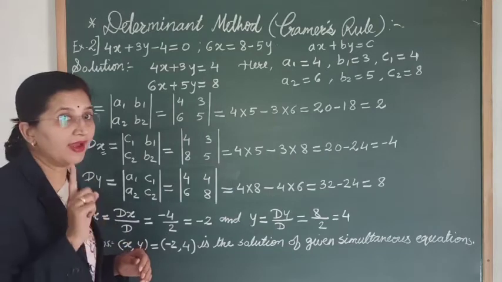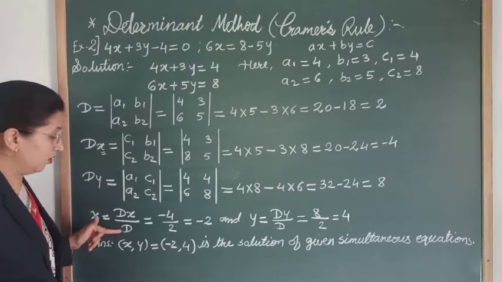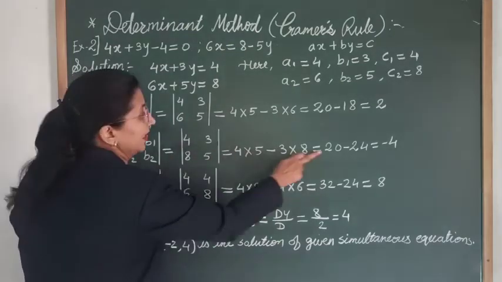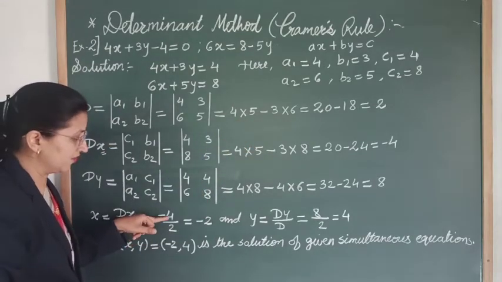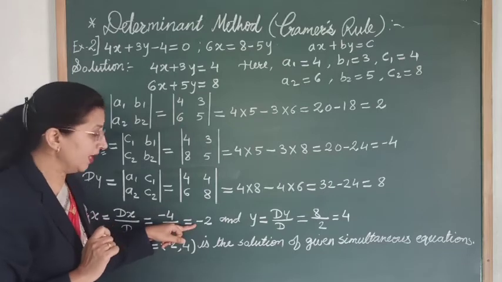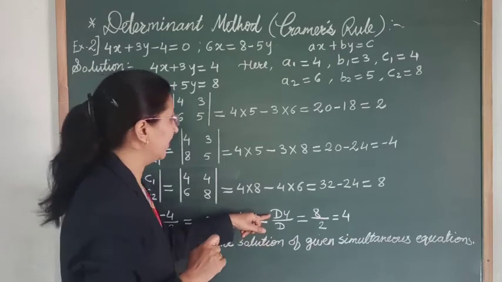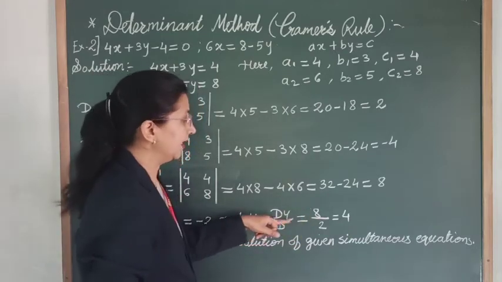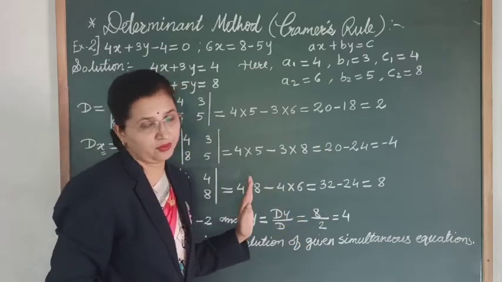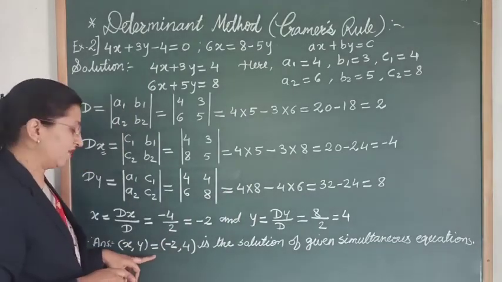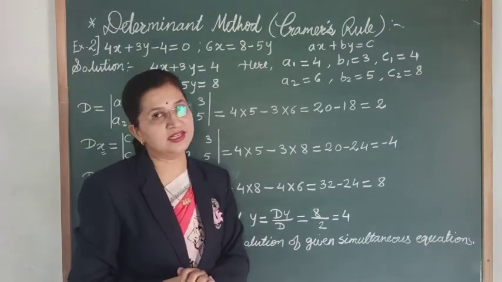Now we are going to find out the values of x and y. So x is equal to, what is the formula? Dx upon d. What is the value of dx we got here? That is negative 4 upon d, which is 2. Okay, 2 1s are 2, 2 2s are 4. That is negative 2. Okay. Then the value of y, the formula is dy upon d. The value of dy is 8 and d is 2. That is 2 1s are 2, 2 4s are 8. So y we got is 4. So in this way we got the values of x and y, that is negative 2 and 4 is the solution of the given simultaneous equations.